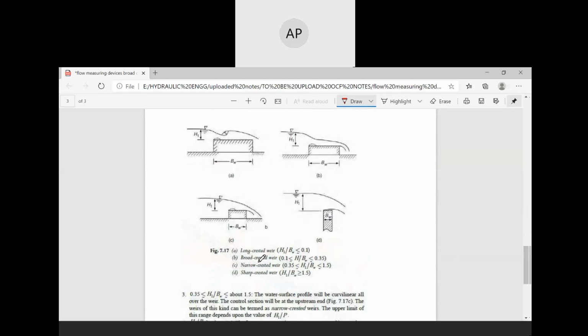So these are the figures of different long crested, broad crested, narrow crested and sharp crested weirs. These are the limitations. Basically, on the basis of the ratio H1 divided by Bw, we can classify weirs as long crested, broad crested, narrow crested, and sharp crested. This is the long crested weir. This is the broad crested. Figure C is narrow crested. Figure D is the sharp crested weir.